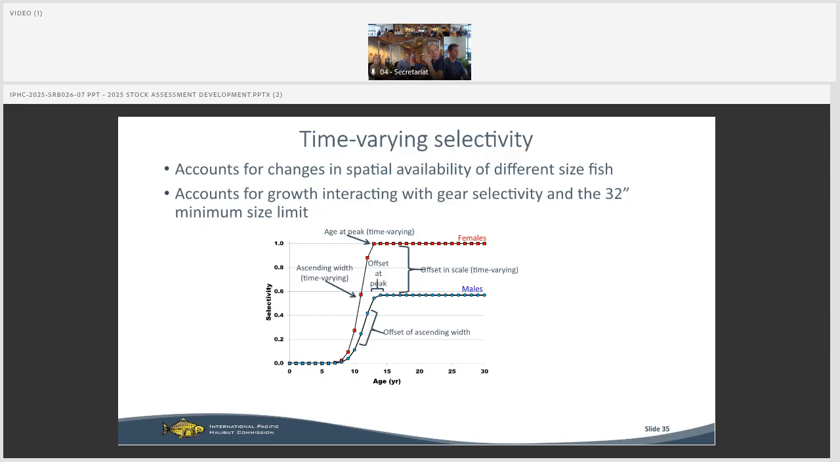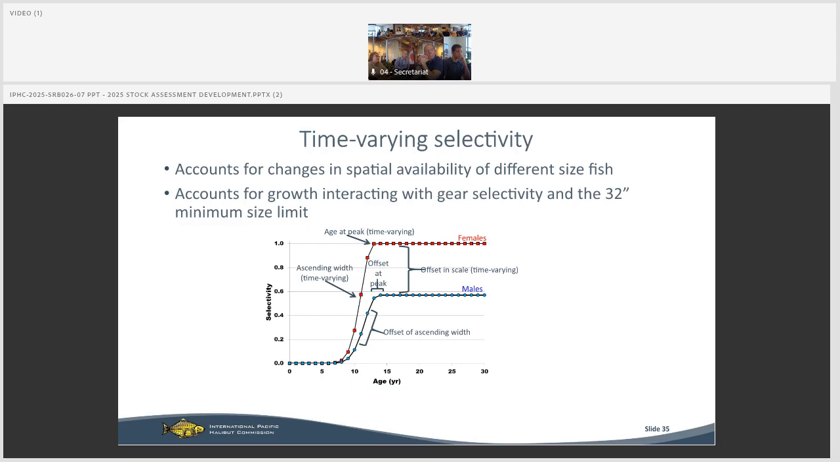Okay, so now a little bit about how we allow for time varying selectivity. This is just showing you a generic male and female selectivity curve, and the way this is parameterized. As I mentioned, we have to have time varying selectivity because we have differences in the areas as fleets models. We have differences in spatial availability, and we also have differences because growth interacts with gear selectivity. We have time varying growth and a minimum size limit. We would expect a priori time varying selectivity at age.